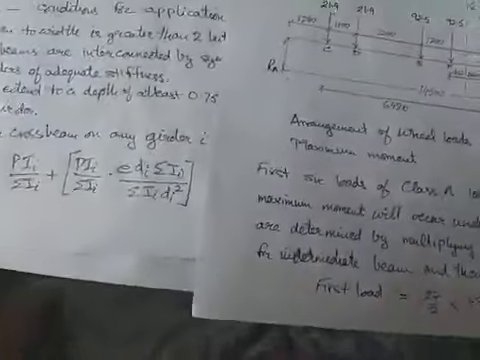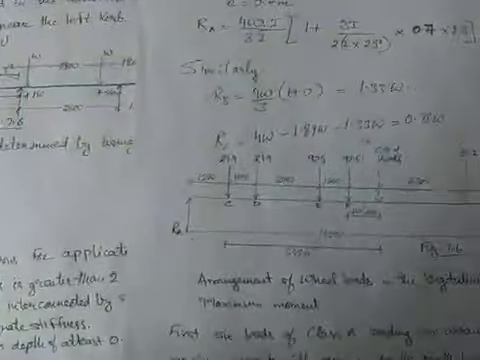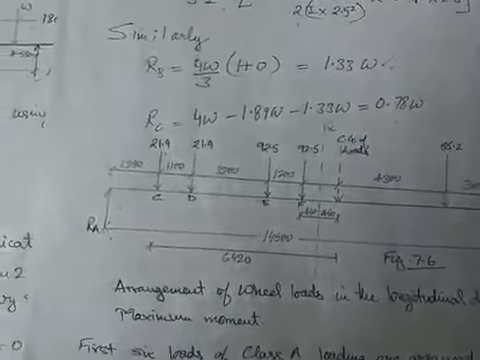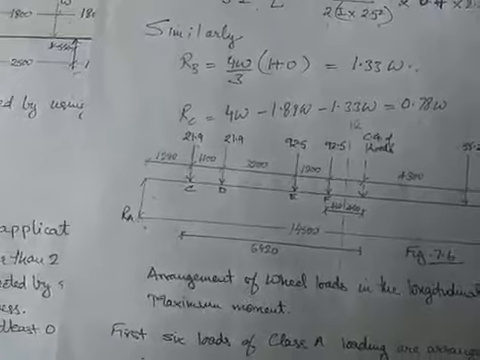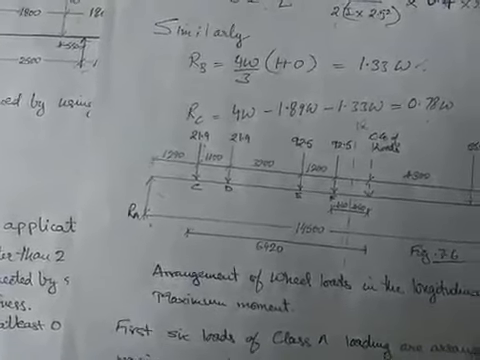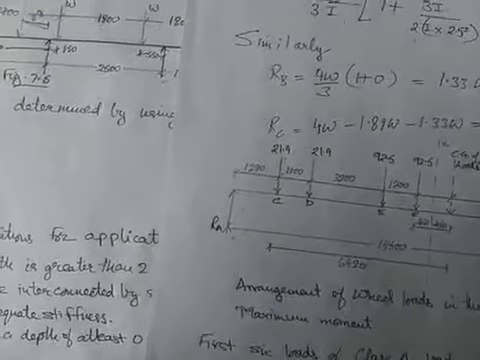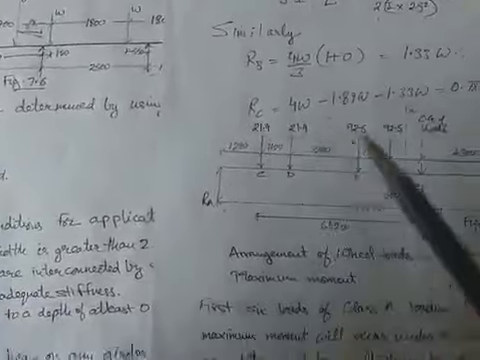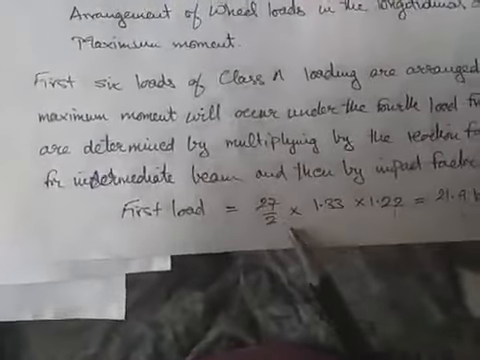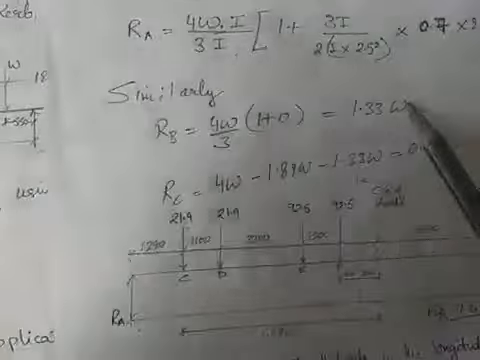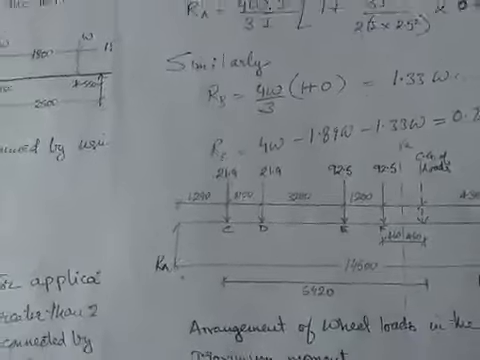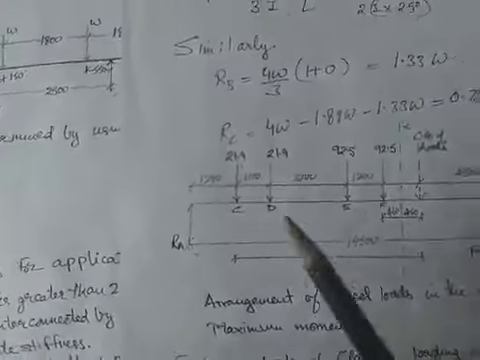Now how to calculate. We have calculated one reaction factor, that is 1.33, and we have also calculated the impact factor. So the impact factor has to be taken into account. For the first load, I told you this is 13.5, so it is calculated like 27 by 2 into the reaction component you have calculated over here, 1.33, then into 1.22. When you do this, it comes up to 21.9 kilonewton. So my load here will be 21.9 kilonewton.